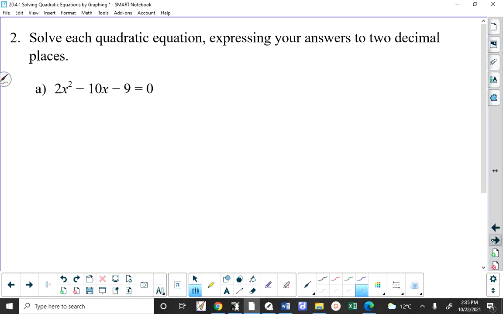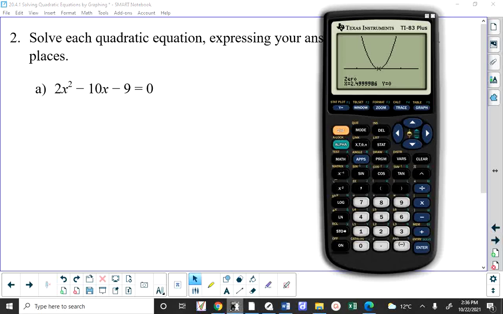Okay, so solve each quadratic expression, writing your answers to 2 decimal places. I don't know if you noticed, but every single solution to every one we looked at so far was a nice tidy number or fraction. And we could convert them to fractions. Let's see what happens when we solve this one.